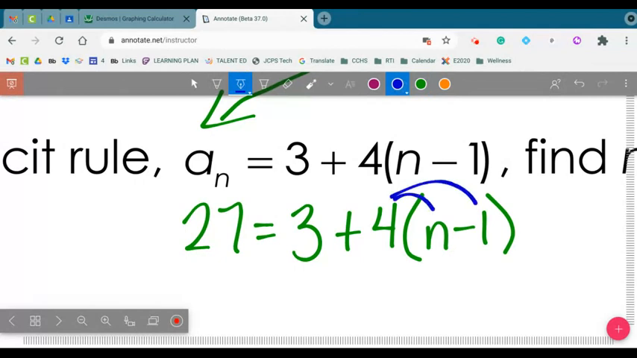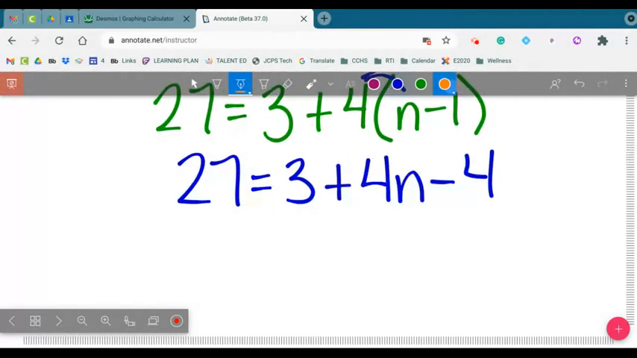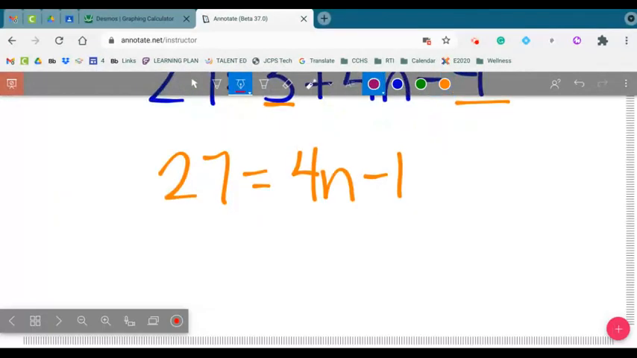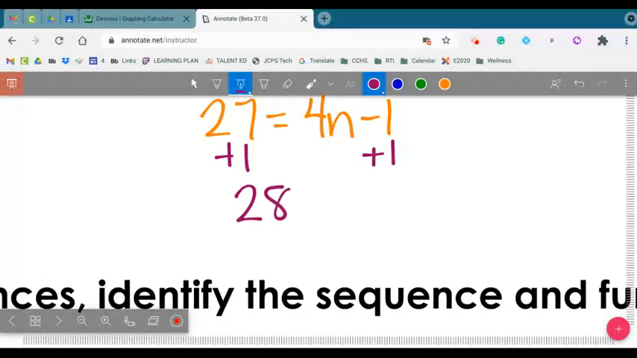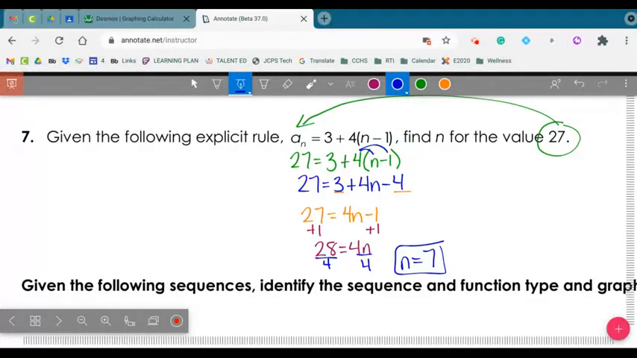So I have to distribute. You get 4n minus 4. Then you can combine your like terms. You get 27 equals 4n minus 1. If you wanted to subtract the 3 over and then add the 4 over, you could also do that. So there's more than one way to do this. You're going to add 1 to both sides. Your 28 equals 4n, and then my last step is to divide by 4. You get n equals 7. So 27 is the 7th term in the sequence.